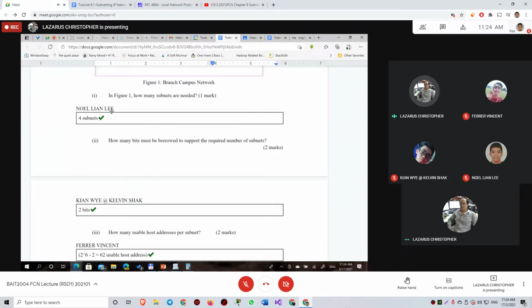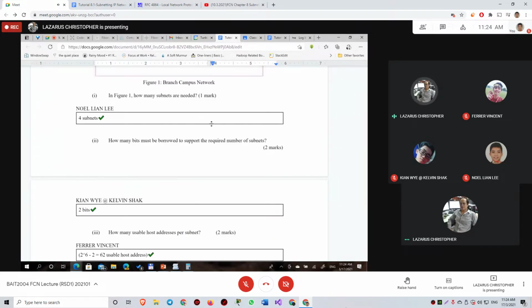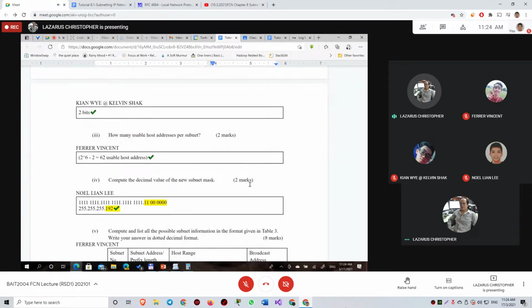As you can see, if you need 4 subnets, how many bits to borrow? Fill in the number of subnets, 4, you get 2. So 2 power 2 is 4, that's why it's 2 bits. Next, how many usable host addresses per subnet? So we know we have 8 bits, minus 2 bits.